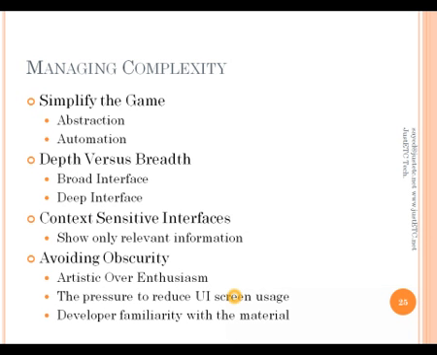Now, how do we manage the complexity of the user interface? Sometimes many users may find the user interface of the game too complex, and then they may not keep their interest in playing the game. So there are two basic ways we can simplify the complexity of the user interface. One is abstraction and another is automation.